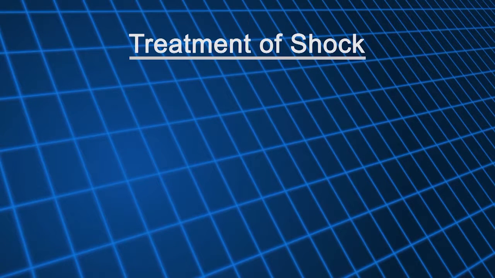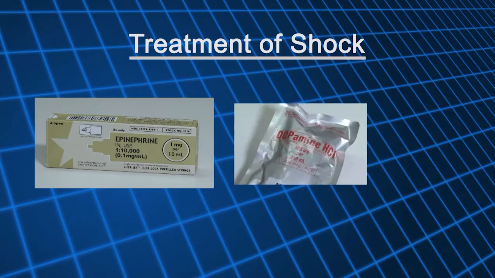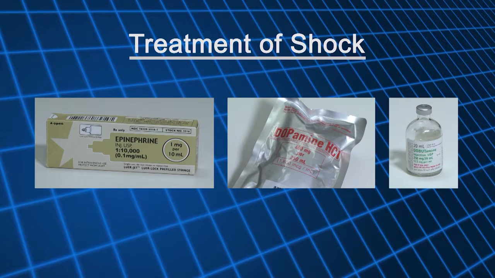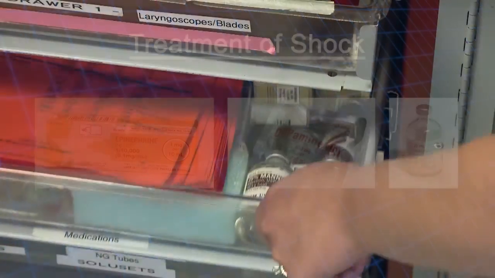Now we'll discuss some of the specific pharmacological agents used for the treatment of shock. These include inotropes such as epinephrine, dopamine, and dobutamine, used to increase cardiac contractility, increase heart rate, or produce variable effects on systemic vascular resistance.